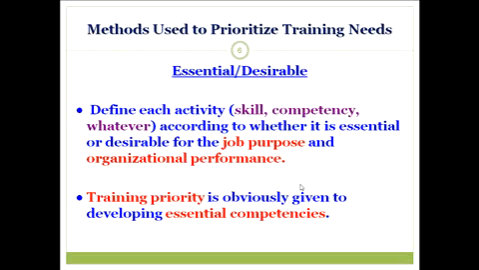One is to look at the essential or the desirable. That is to focus on what is the skill, the competency, or whatever you believe is important for the employee to focus on with respect to accomplishing their job or enhancing organizational priority. When you begin to prioritize training in this process, what you obviously are focusing on is developing the essential competencies.